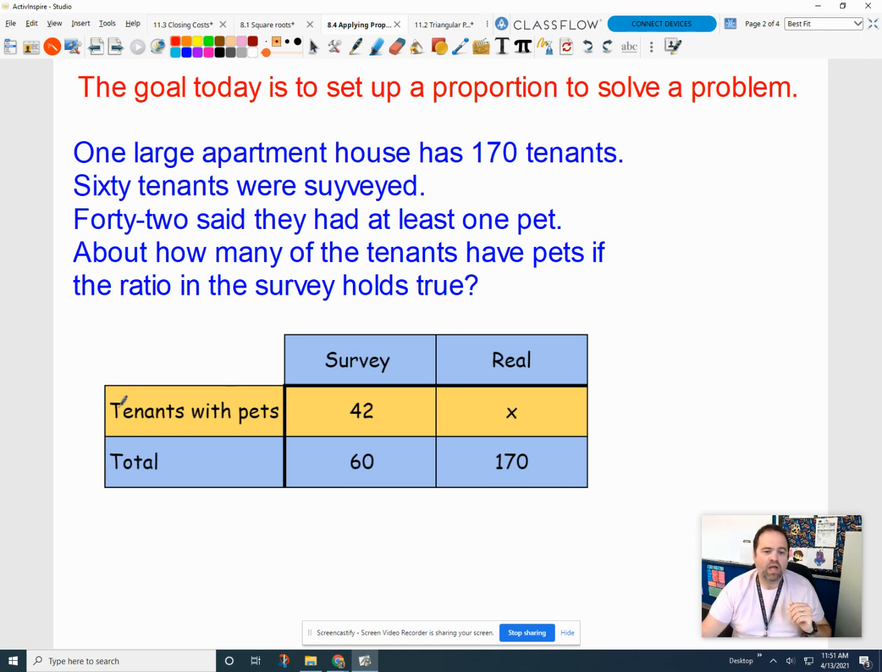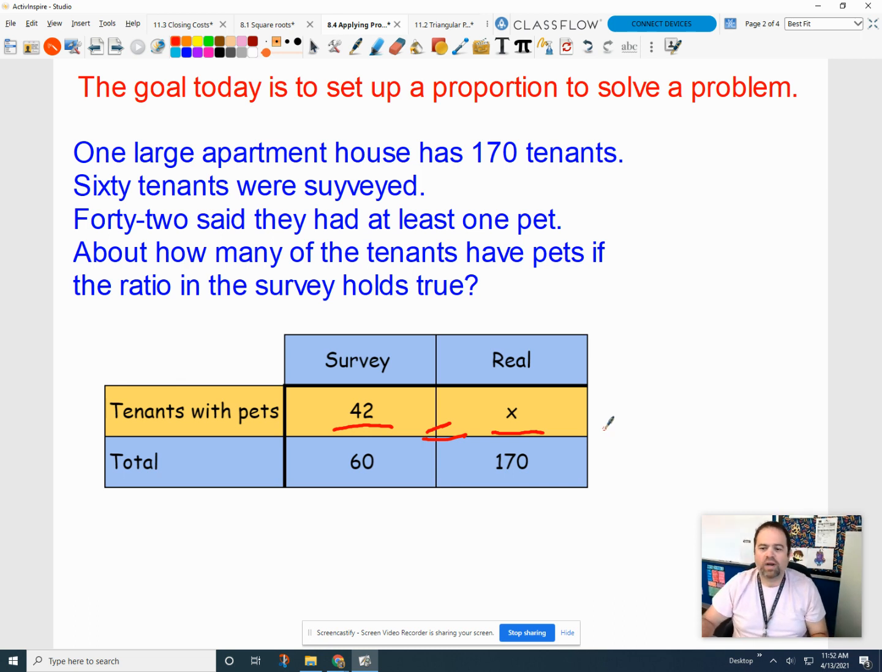So what I've got here, the left-hand column, the survey column, is how many people they actually talked to and their answers. Right, 42 people said they had pets out of 60 total. And then the right-hand column is the 170 people that live in the building, and we're trying to figure out how many people actually have pets. So what this is, without really looking like it, is your proportion. I know that 42 people out of 60 have pets, so how many out of 170 really have pets?